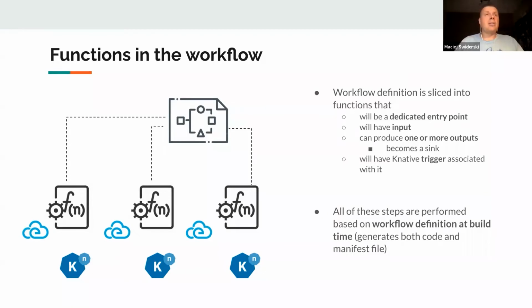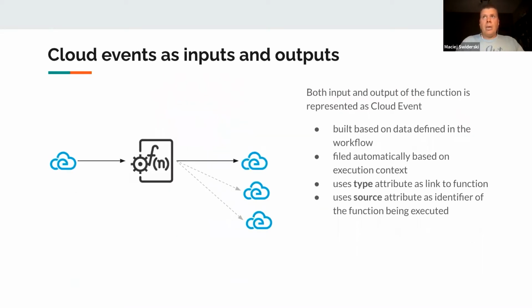Especially the manifest file is a starting point because it assumes certain defaults. So it might not be ready for every deployment, and especially not for production deployment, but at least it gives you the most important part, which are the triggers. So you have the information about what functions are in the particular service. And as mentioned, everything, both input and output, is based on cloud events. Defined, and the inputs and outputs are based on the definition of the data of your workflow.